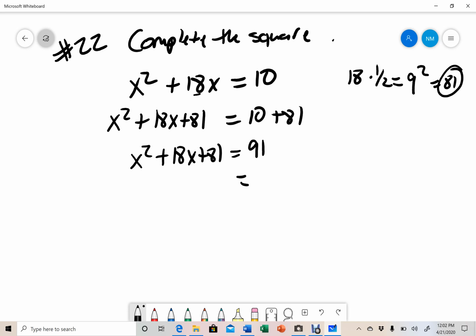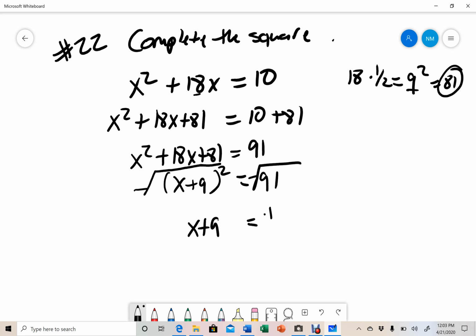Now, this is going to factor into a perfect square binomial. We already know that. And we know that our perfect square will be x plus 9, and then we have 91. Once I get this into a perfect square, then I can just square root both sides. So I square root this side, and I square root this side. That gives me x plus 9 equals plus or minus the square root of 91.